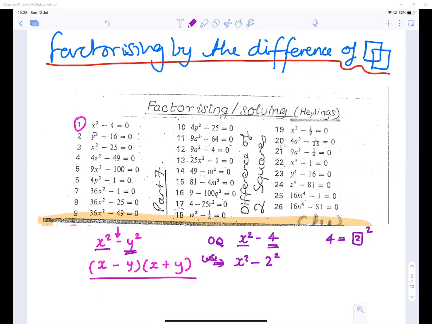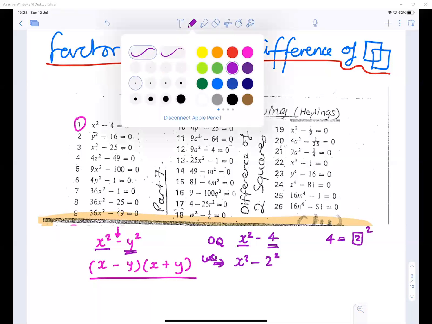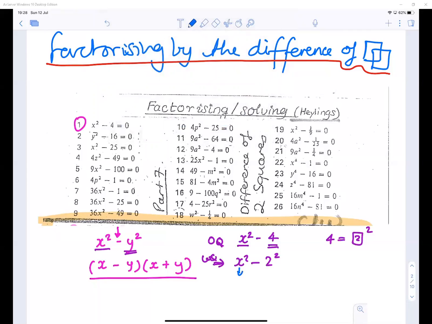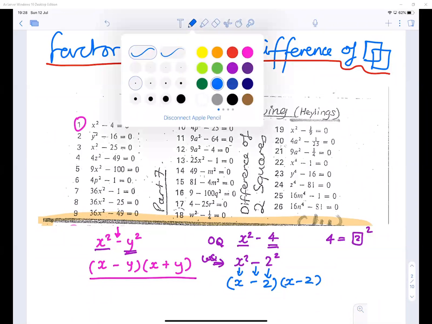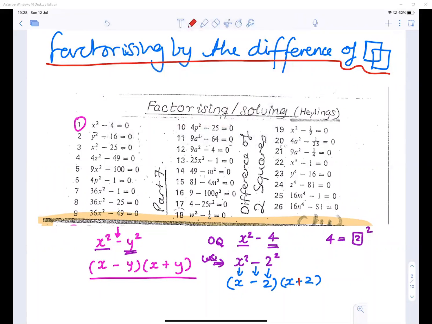Now, the rule says it'll be x minus y. So we've got to drop down the x, drop down the minus, and drop down the y value, which is 2. And as I said earlier, we have to repeat this in the second bracket, but we need to change the minus into a plus. And amazingly, we've finished the question. That is all the question entails. There's nothing more to that question.